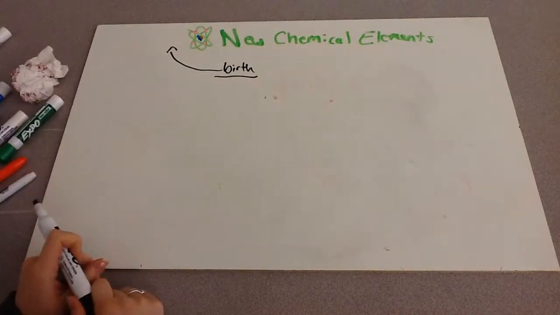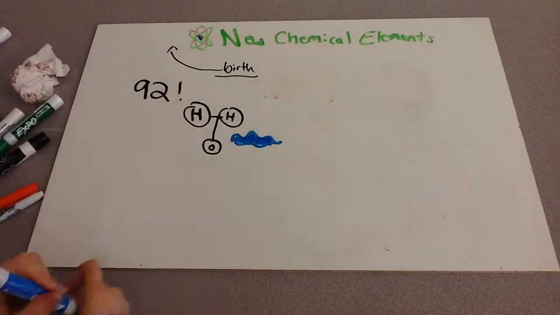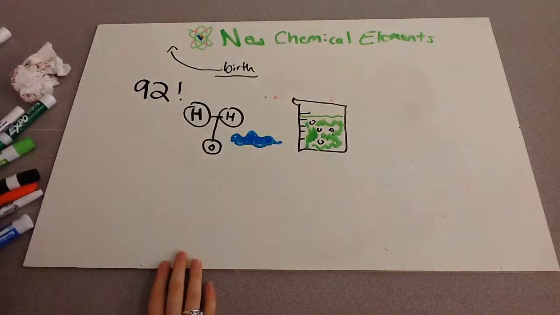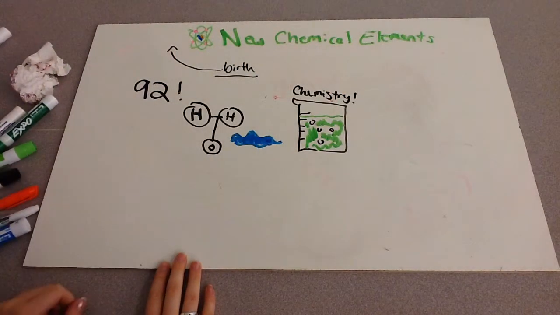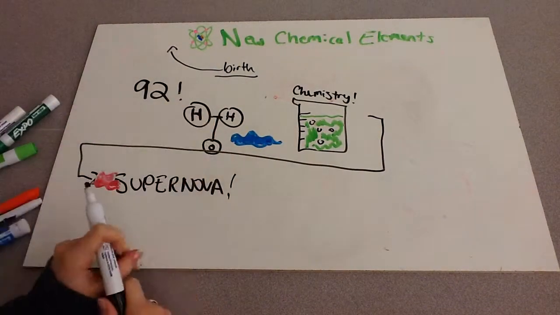So, all the new kinds of elements are like 92 of them, which includes the compounds such as water, H2O, and we have to know chemistry in order to understand this. All coming from a supernova.